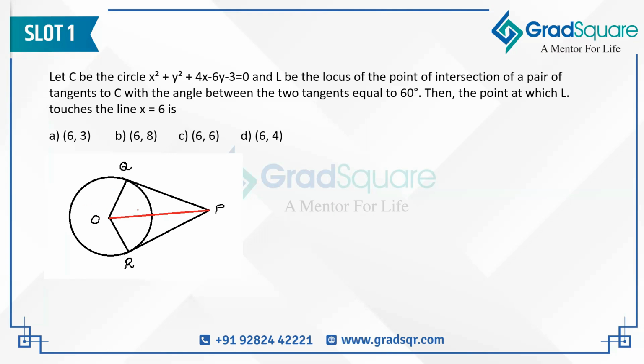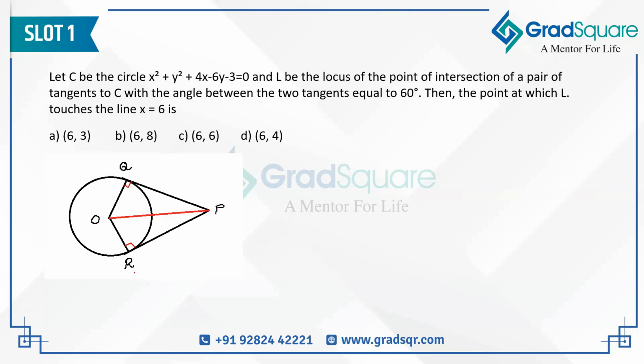Why? Because whenever I've got two tangents drawn from the same point, suppose PQ and PR are drawn from the same point as tangents to the circle with center O, and if I join OP, then one of the things that we have to understand is that this leads to the formation of two congruent triangles. Why? Because OQ and OR are normals to the tangents, which means they will form a 90-degree angle or a right angle with the tangent.